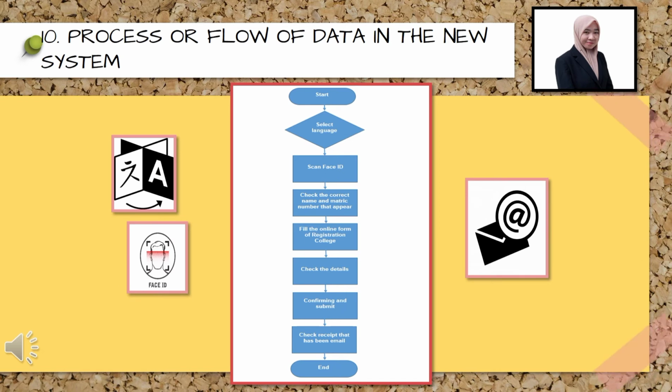Next, process or flow of data in the new system. First is start. Second, student must select language, whether Malay or English. And next, student must scan the Face ID and check the correct name and matric number that appear on the screen. Next, student must fill their online form of registration college. After filling the online form, student must check the details and click the button submit and confirming. Next, the student must check the receipt that has been sent to their email.